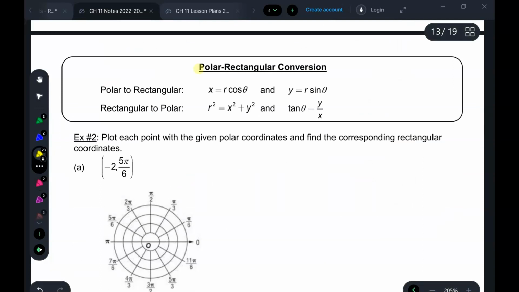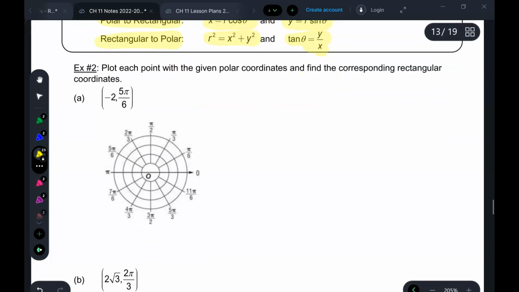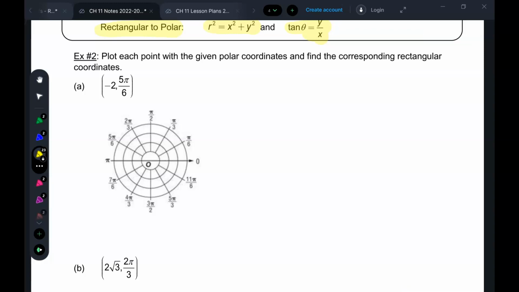Rectangular and polar conversion. To convert from polar to rectangular, x equals r cosine theta, y equals r sine theta. When we go the other direction, rectangular to polar, this should look familiar, the Pythagorean theorem: r squared equals x squared plus y squared. And we know tangent is the ratio of y over x. So let's start off with polar coordinates and finding rectangular coordinates.